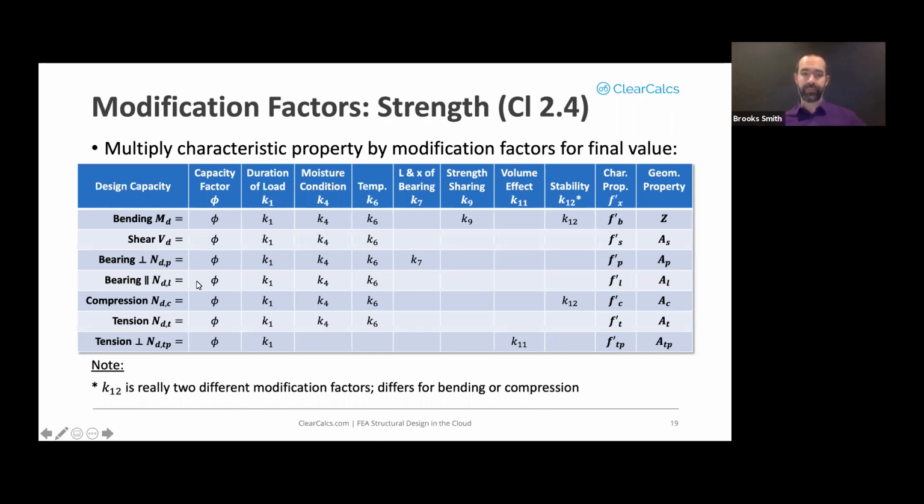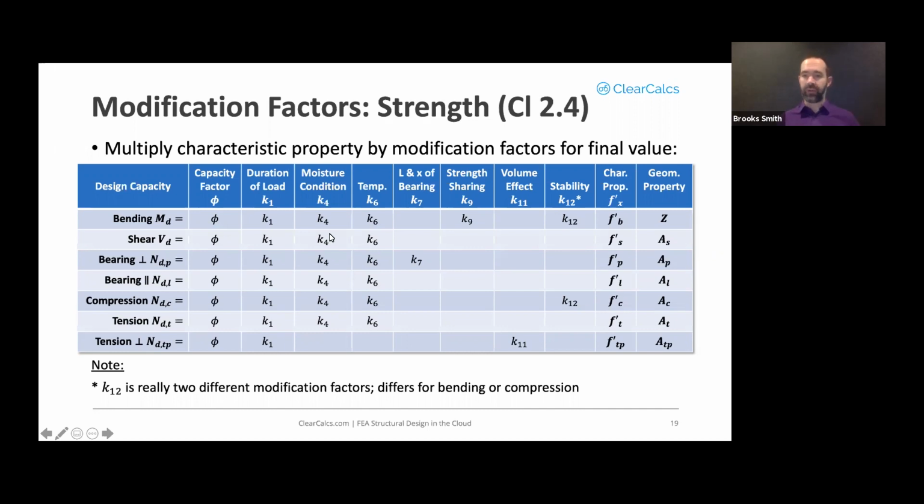So for Australia, these are all of your different limit states listed on the left, all of the relevant modification factors in the middle, the characteristic property, and the geometric property that you have to multiply together. So for example, to get your bending capacity, multiply the capacity factor, your phi value that you're all used to, times K1, times K4, times K6, times K9, times K12, times characteristic strength in bending, times the section modulus. And that will be your bending capacity.